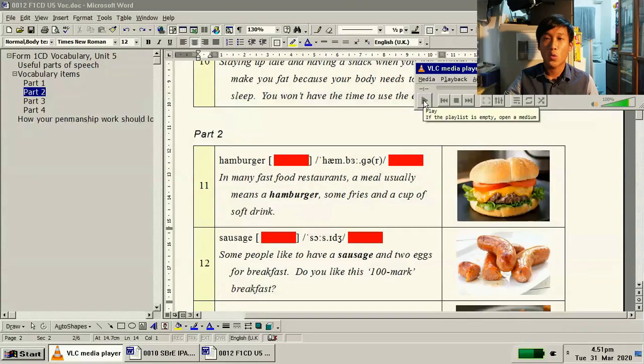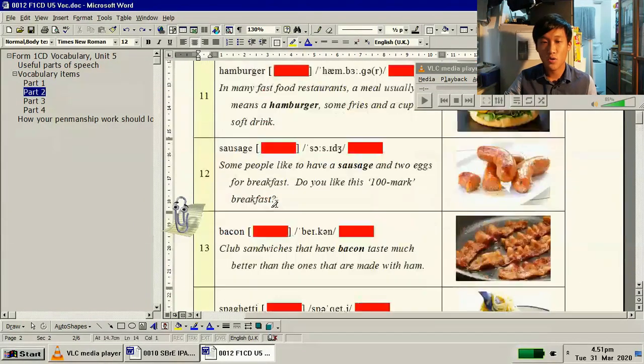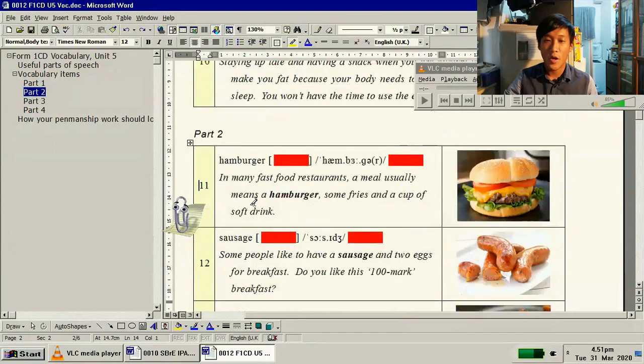In this video, we're going to continue on Unit 5 Vocabulary. Last time, we stopped at item 10 at the end of part 1, so you may take out your vocabulary notes and turn to page 2 of your vocabulary notes. So I will continue with item 11.